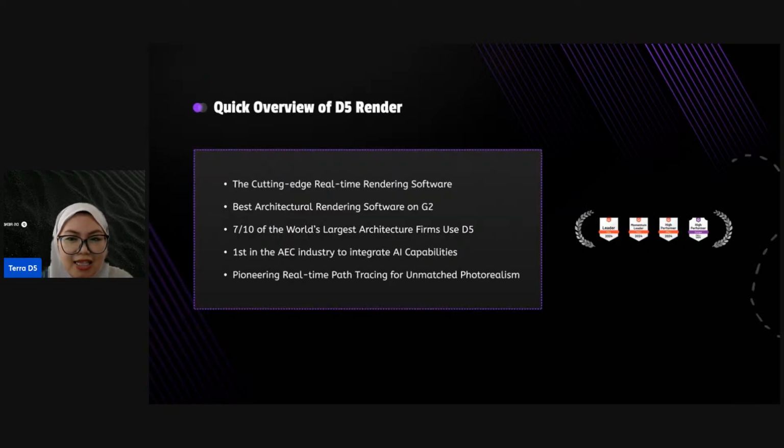All right, let's kick things off with a brief overview of D5 Render. D5 is a cutting-edge real-time rendering software built for professionals in the AEC industry. It's been recognized as one of the top architectural rendering tools on G2, and 7 out of 10 of the world's largest architecture firms are already using D5. We are proud to be the first in the AEC space to integrate AI capabilities directly into the rendering workflow. And with the new real-time path tracing in 2.10, the results are more photorealistic than ever.